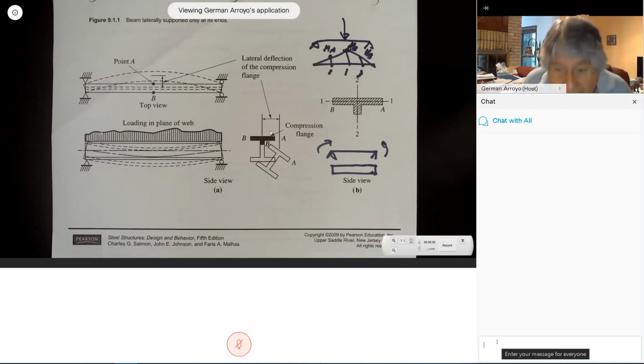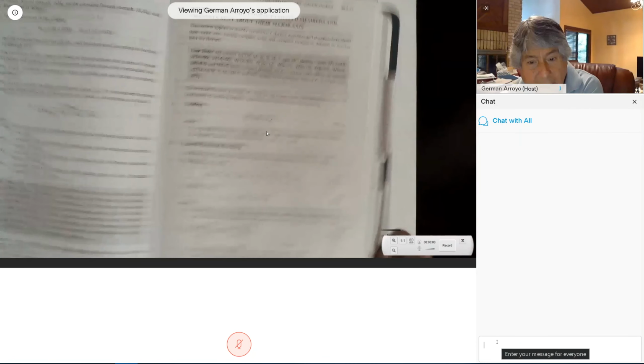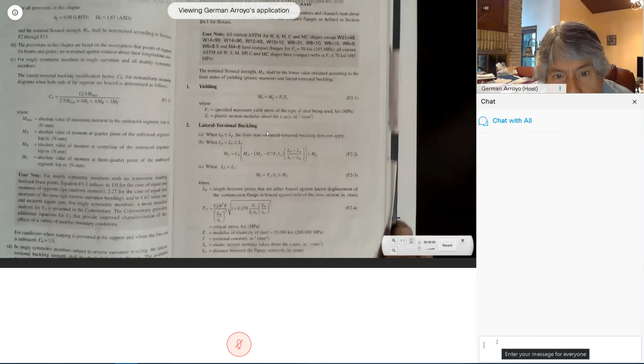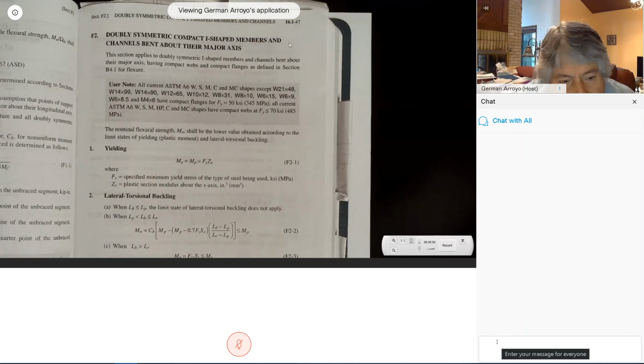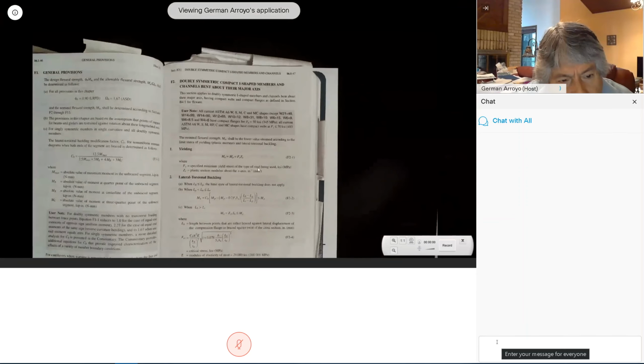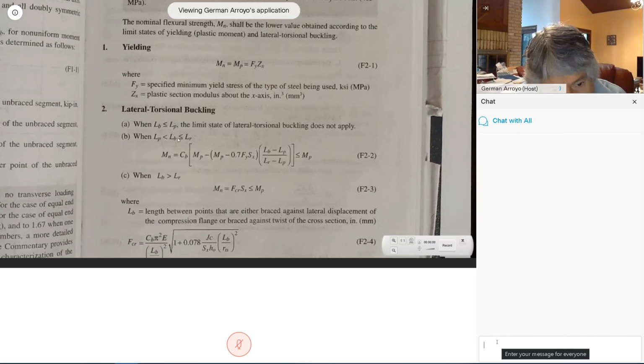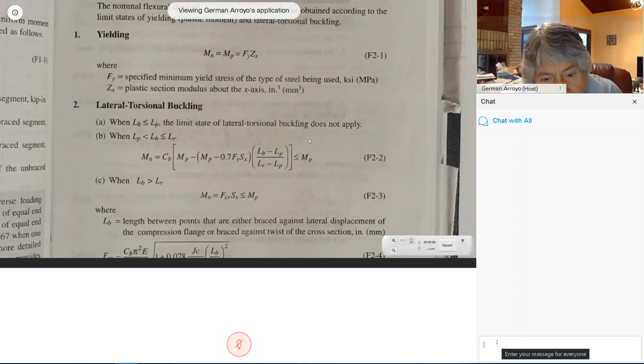The equation that is going to apply to lateral torsional buckling is the equation that I mentioned before. This is on page 16.147. So this equation is another limit state, lateral torsional buckling. And like I said before, look, this is your unbraced length. If it is larger than L sub p and smaller than L sub r, we do have lateral torsional buckling, and this is the equation that applies.